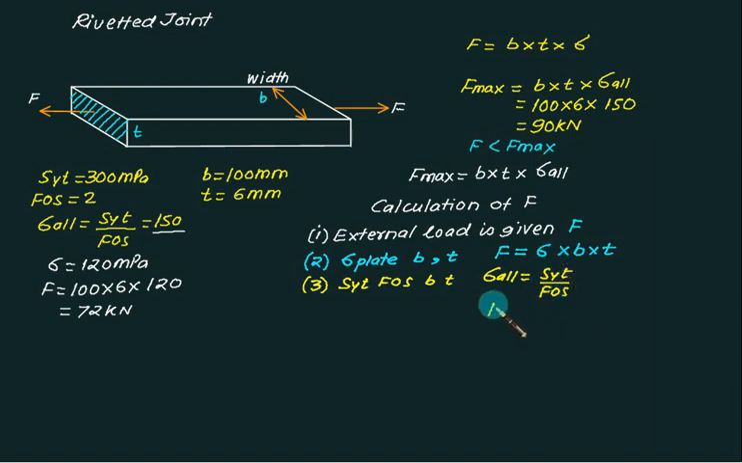So this time F will be equal to sigma allowable multiplied by B multiplied by T. This F is called the strength of the unriveted plate, and this is the maximum possible strength of the plate. Now to make the joint, you have to first make a hole through the plate, and through this hole you have to pass the rivet.